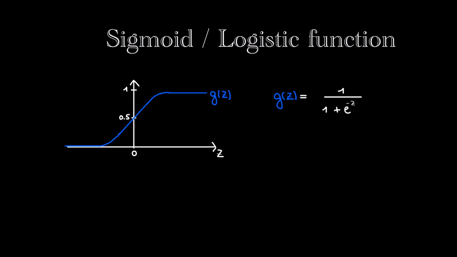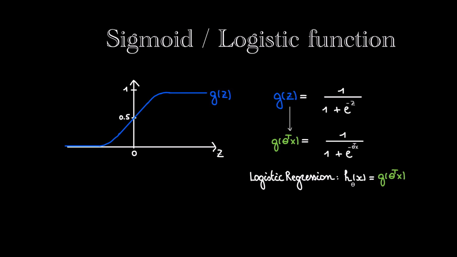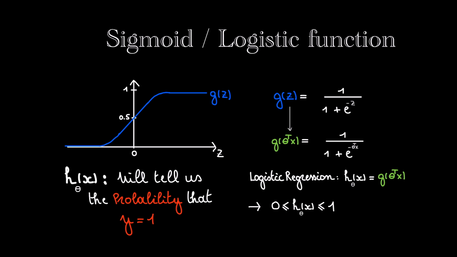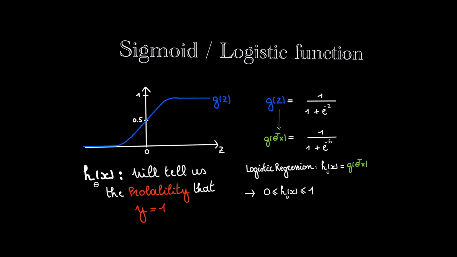If we now substitute the value z with theta transpose times x, we get the hypothesis we will be using in logistic regression. And this is exactly what we want. All predictions will be between 0 and 1, the hypothesis is robust to outliers, and now our predictions will have a meaningful value. Namely, the value of the hypothesis will now give us the probability that y is equal to 1. To get a better understanding of this, let's look to an example.